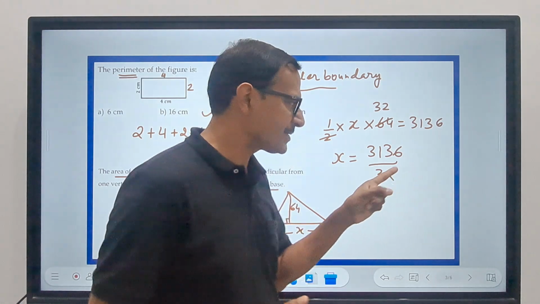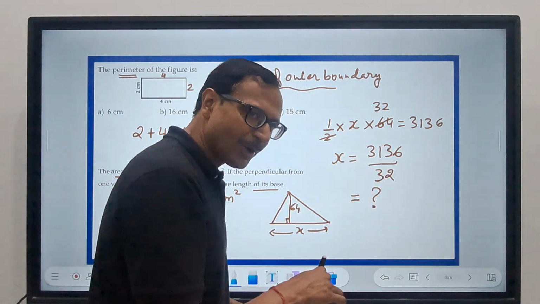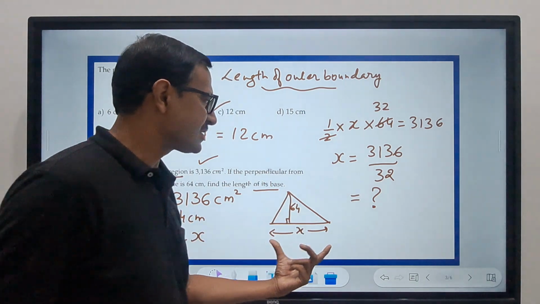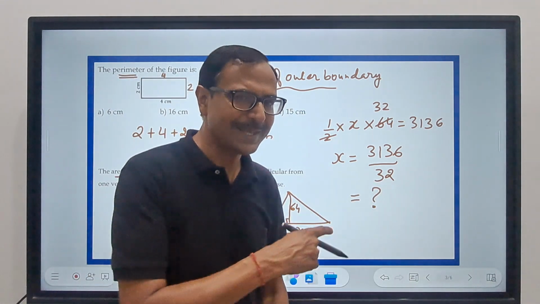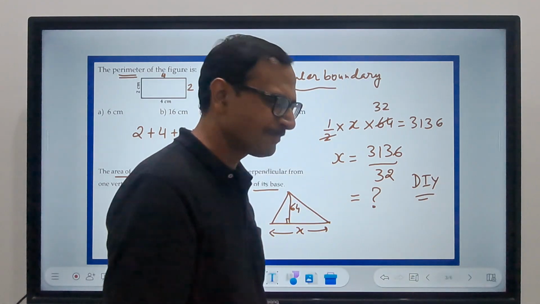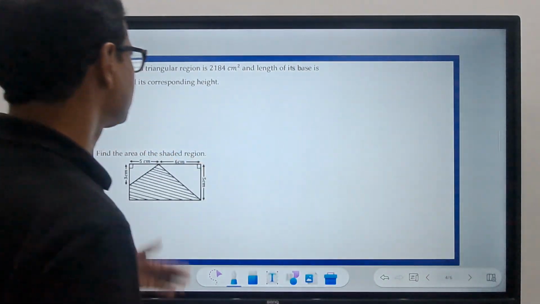I want you to solve this and post your answers in the comment box here. What is the length of the base for this particular question? That's for you. That's a DIY. Do it yourself. Okay? Let's move on to the next question.